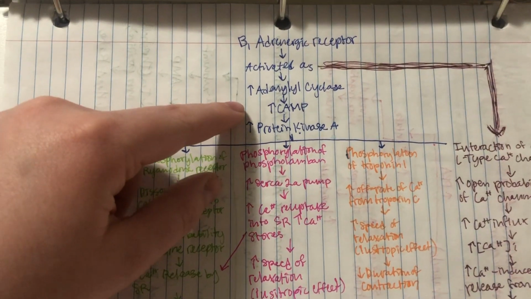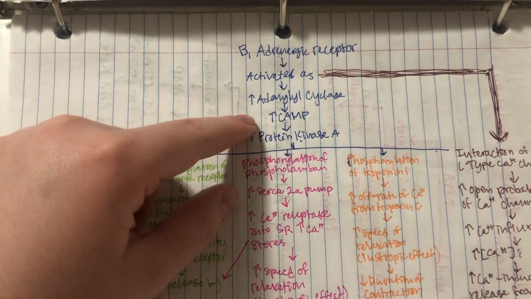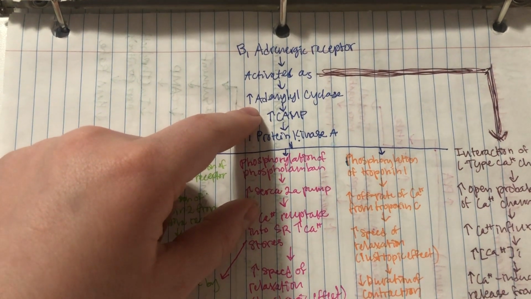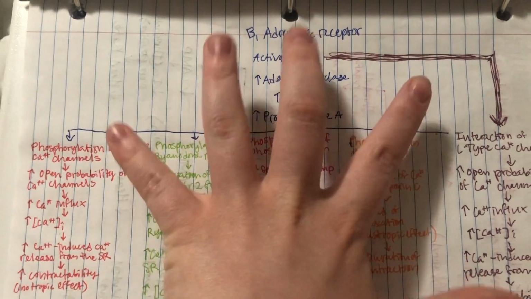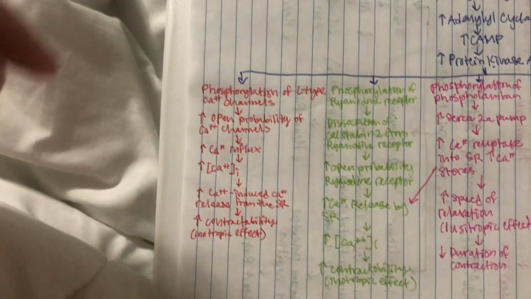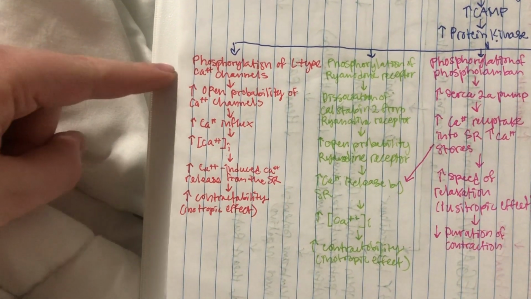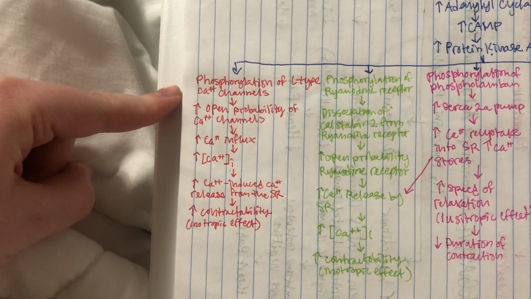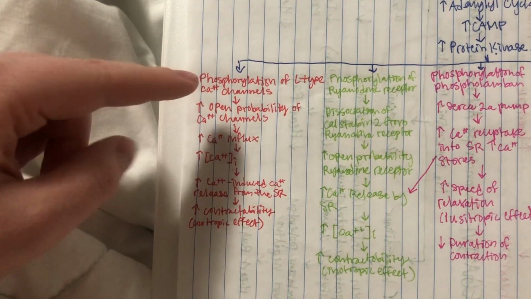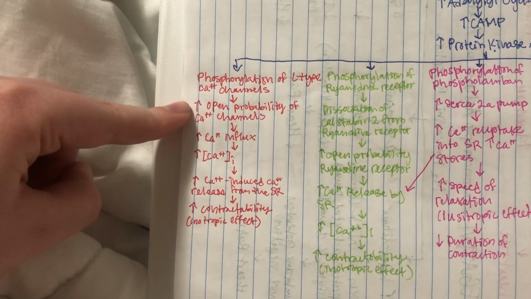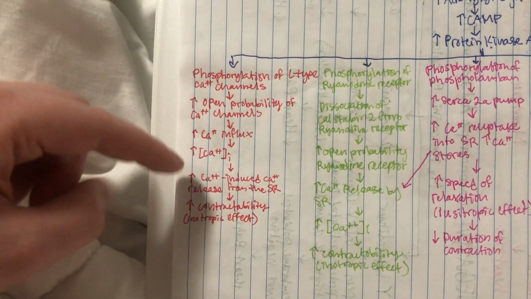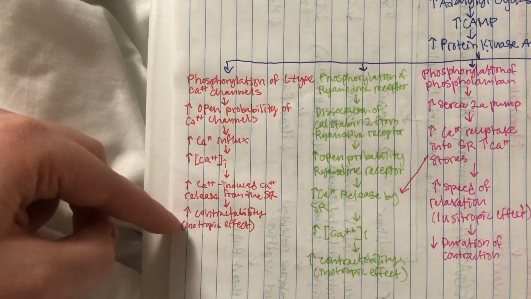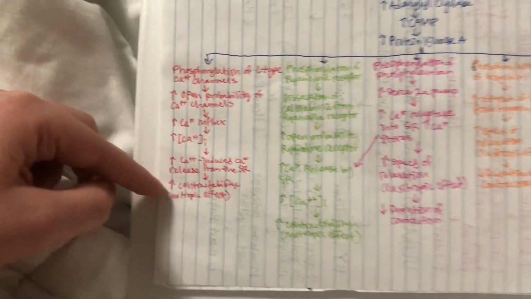Okay, so the other pathway is a little bit more complicated. The activated alpha subunit increases adenylyl cyclase, which then increases cAMP, which then increases protein kinase A. And that has this whole effect. So we're going to start and head that way. First of all, we have phosphorylation of L-type calcium channels. So these get phosphorylated, or turned on, which then increases the opening of calcium channels, which then gives you calcium influx, and then you have your whole process of it being released, and then increasing contractibility or inotropic effect.